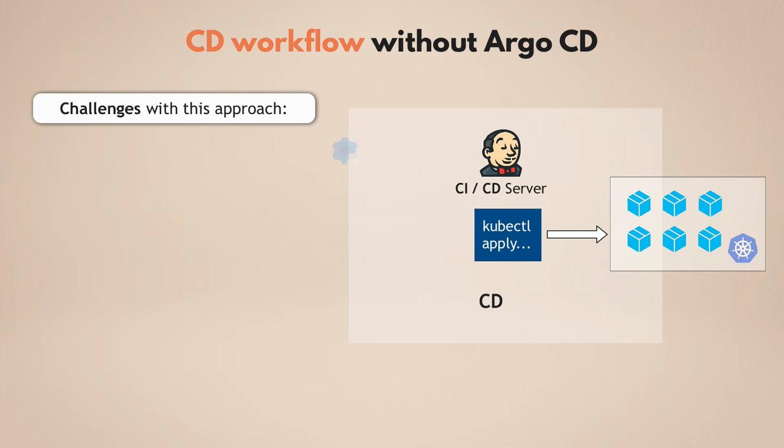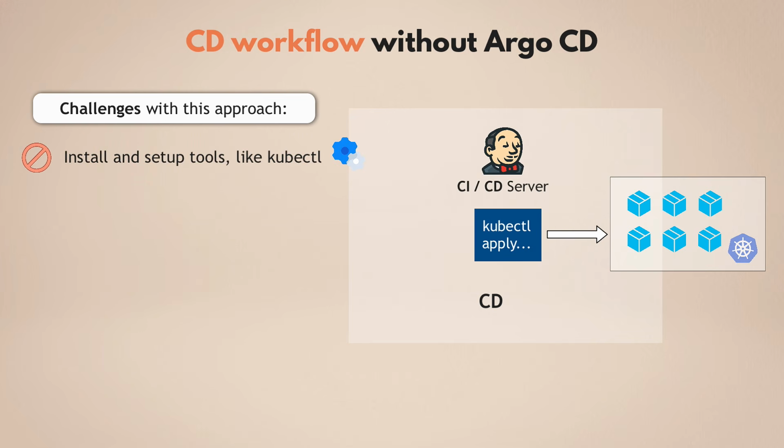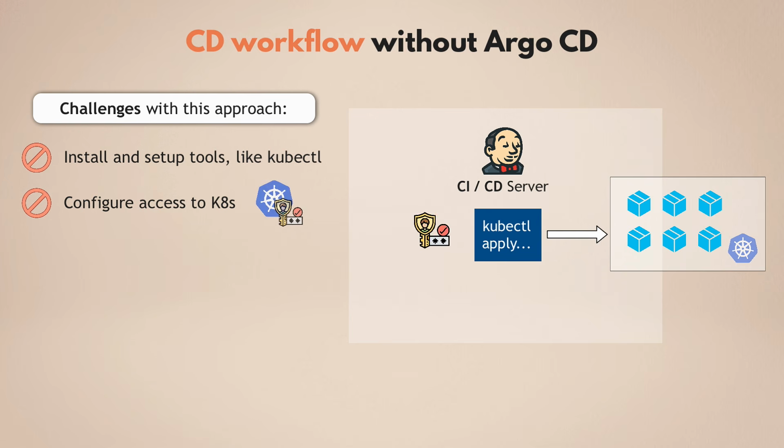First of all, you need to install and set up tools like kubectl or Helm, etc., to access the Kubernetes cluster and execute changes on those build automation tools, right? So you would need to install and configure them on Jenkins. You also need to configure access to Kubernetes for these tools because kubectl is just the Kubernetes client, and in order for it to connect to Kubernetes, it needs to provide some credentials. So you would need to configure credentials for the Kubernetes cluster in Jenkins.